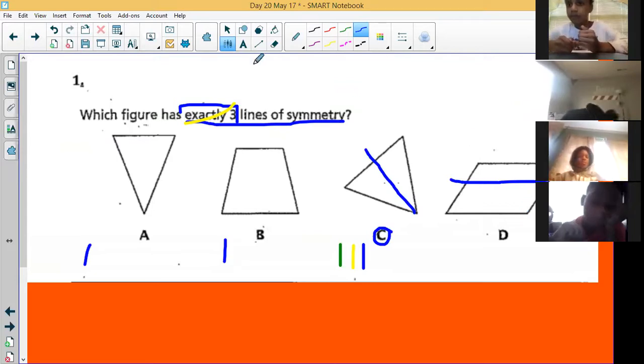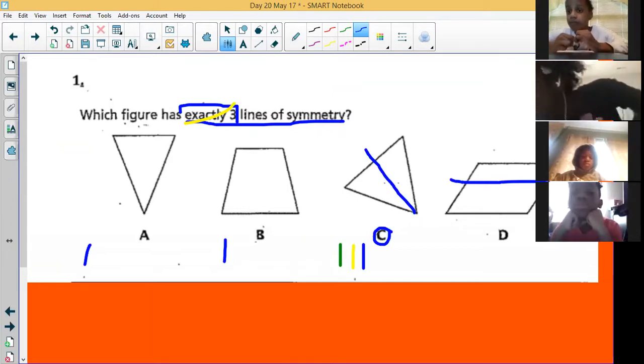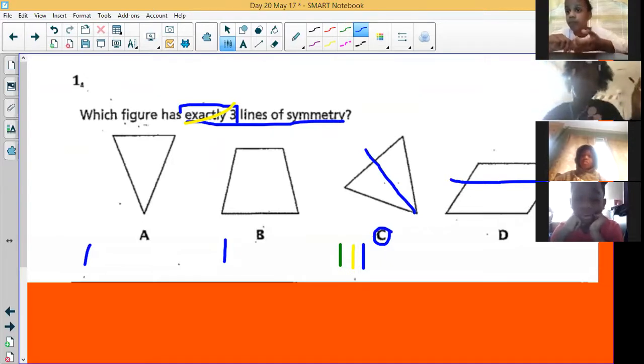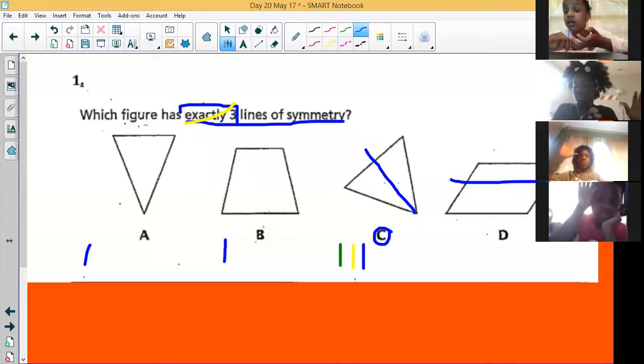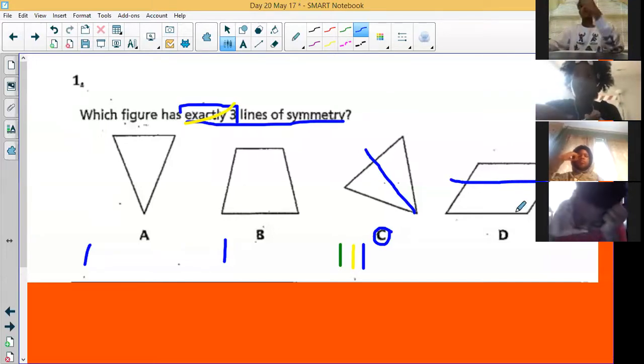Let me show you another little trick. What kind of angle is this right here? What type of angle is that right there? Who can tell me? Janiyah A, what type of angle is that right here? It's an acute angle, okay?